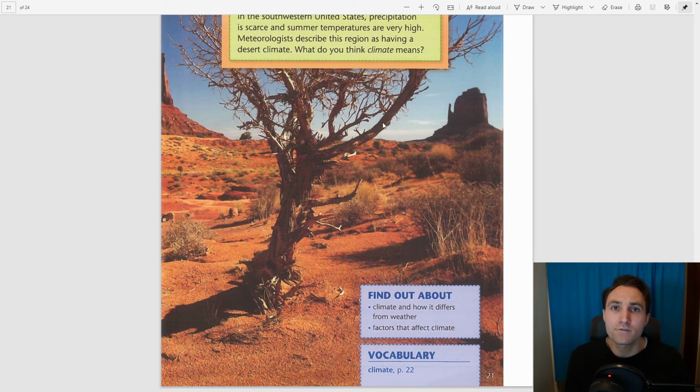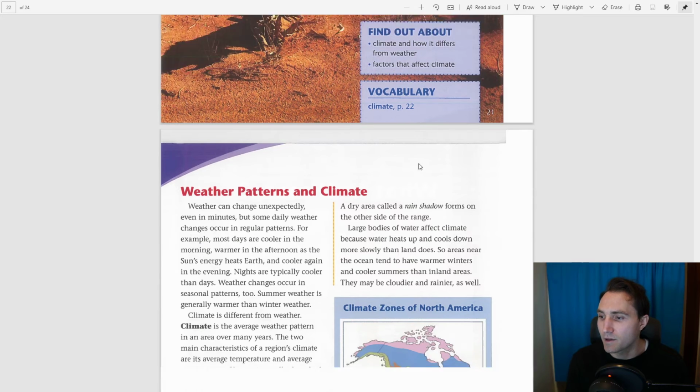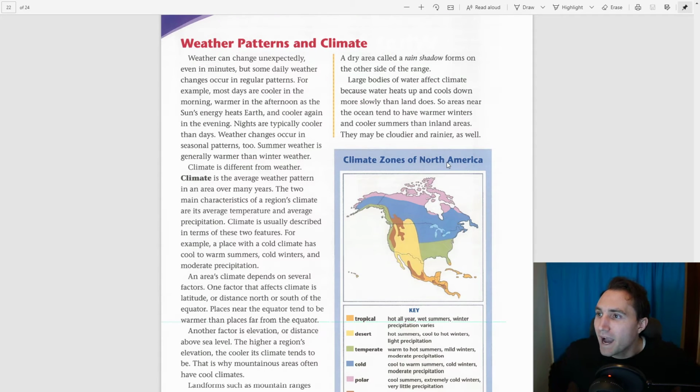And so now we're going to learn the differences between weather and climate. Okay, so right here, this is what we're going to find out about. We're going to find out how climate differs from weather, and then the factors that affect climate. All right, weather patterns and climate.